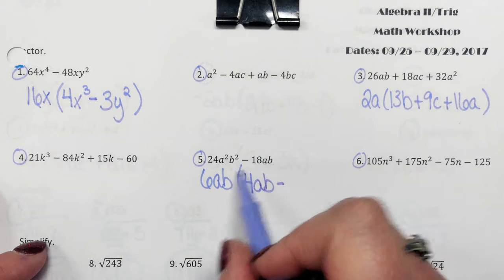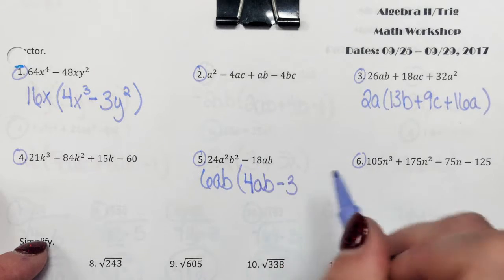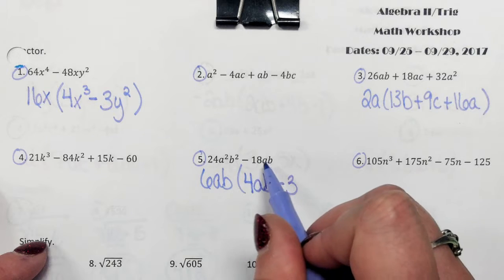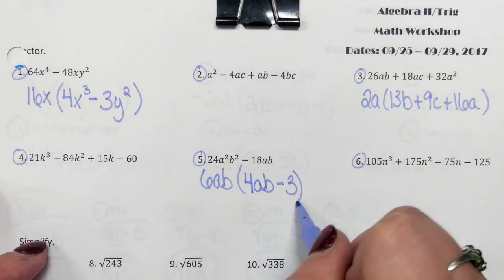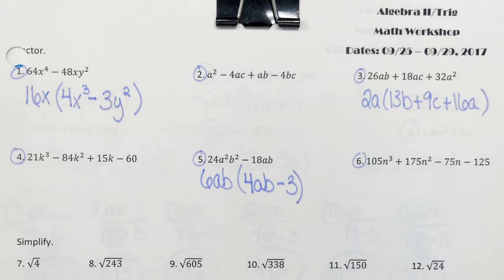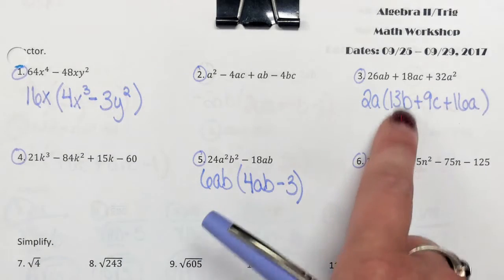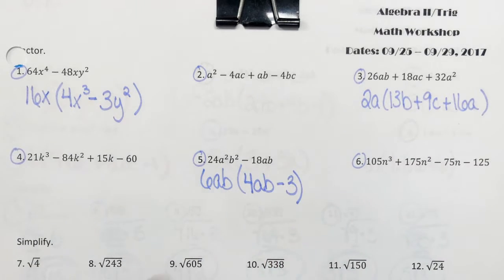All right, Dylan, what's 18 divided by 6? 3. And Bryson, if I took out the A and B, what's left here? There you go. Perfect. Y'all okay? All right, now, 2, 4, and 6, those are different, okay? Because how many terms? This one had 2, this one had 3, and this one had 2, right? So if they have 2 or 3, you use GCF.